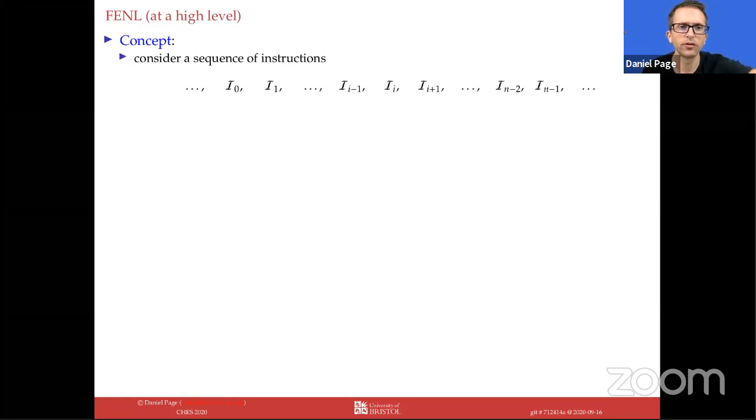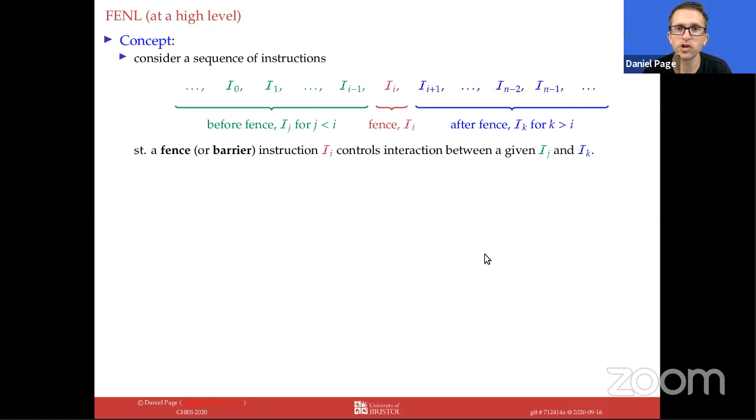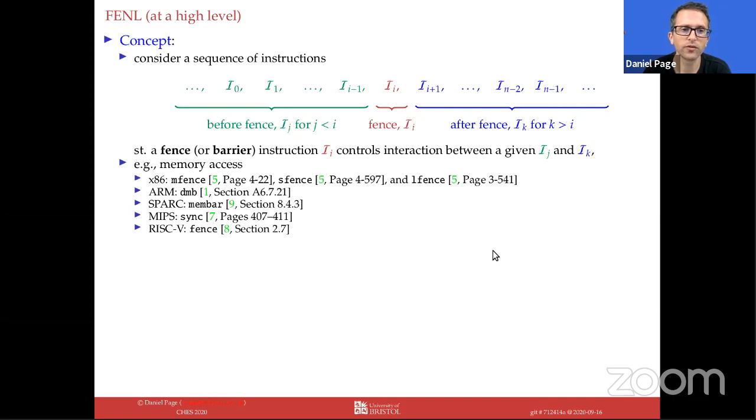I think the easiest way to describe what Fennel is doing is by analogy, actually. So if you consider a sequence of instructions, the idea is that in general, it's possible to separate this sequence into two parts, a left-hand part, a green section, and a right-hand part, a blue section, using a fence instruction in the middle. And the idea is that this fence instruction controls interaction between the green part and the blue part in some way. The most obvious example of these fence or barrier instructions is to do with memory access.